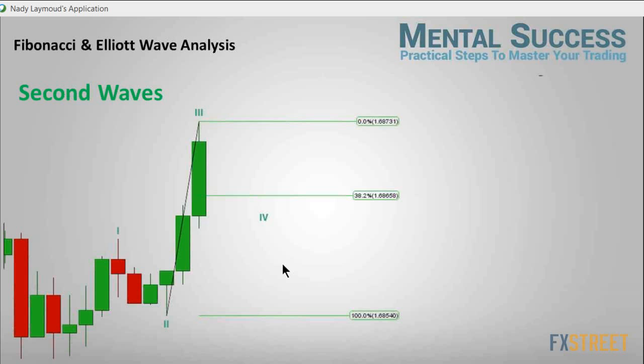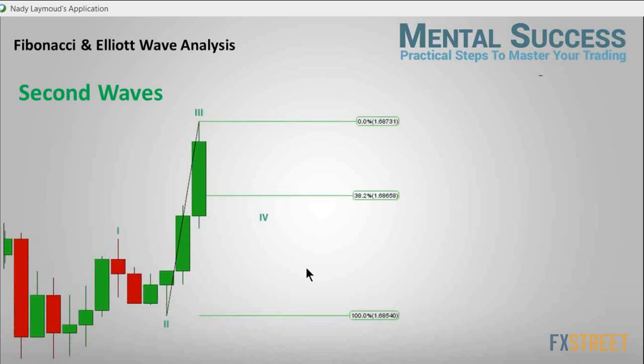Elliott stated that fourth wave retraced 38.2% of the previous third wave. This is an important differentiation. We do not calculate the Fibonacci ratio from the end of the swing low here, but from the end of the second wave.